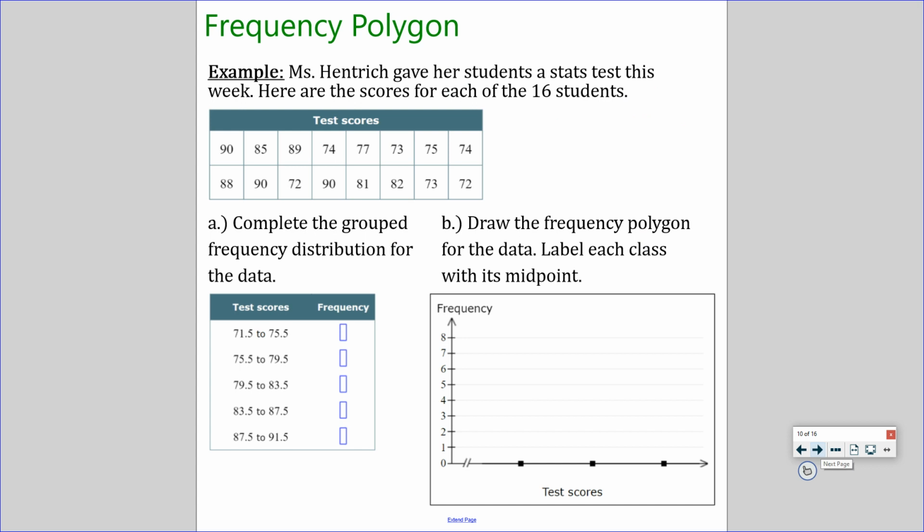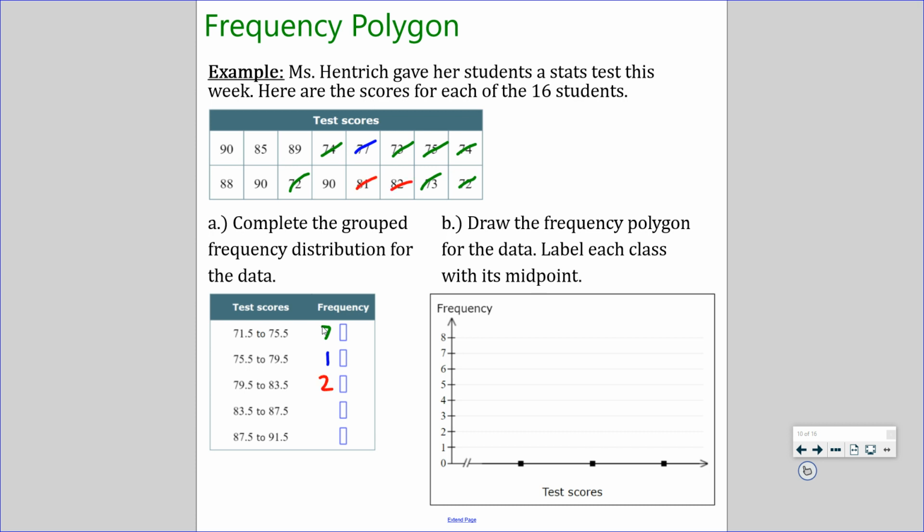Ms. Hendricks gave her students a stats test this week. This is not true data because I had to do more than just you guys. Here are the scores for each of the 16 students. All right, so let's complete first the frequency distribution. From 71.5 to 75.5, there were 7. I counted: 1, 2, 3, 4, 5, 6, 7. 75.5 to 79.5, 1. 79.5 to 83.5, 1, 2.